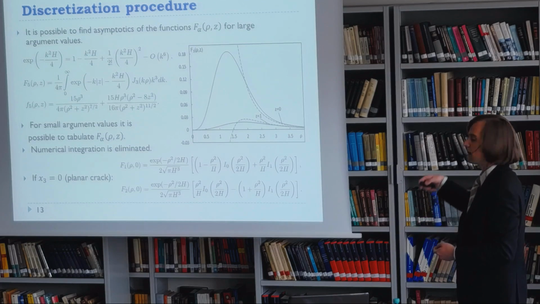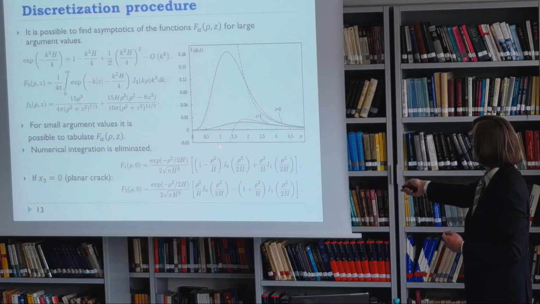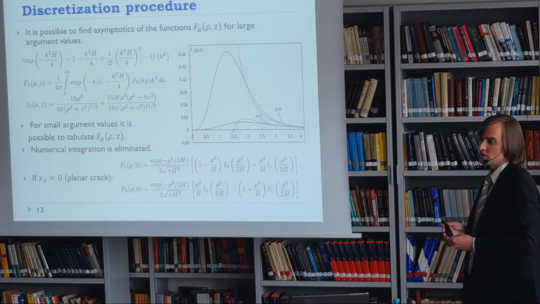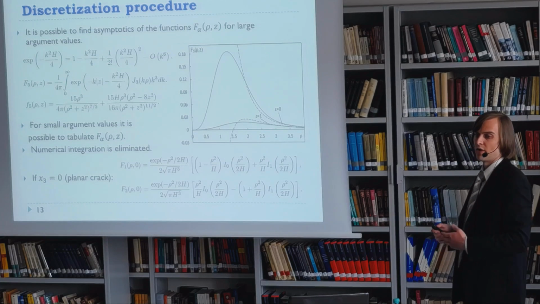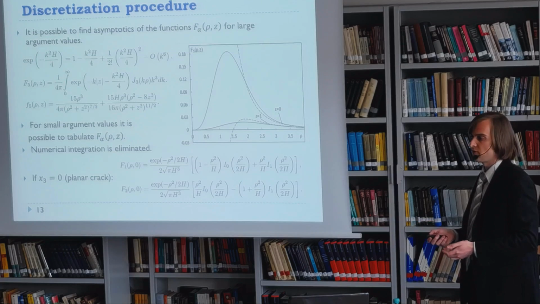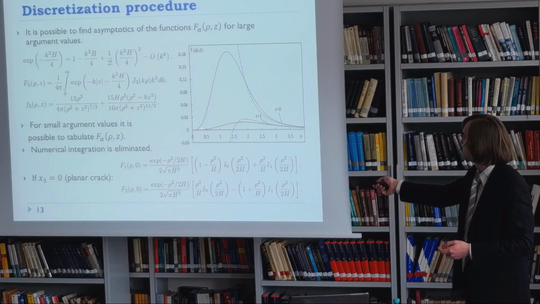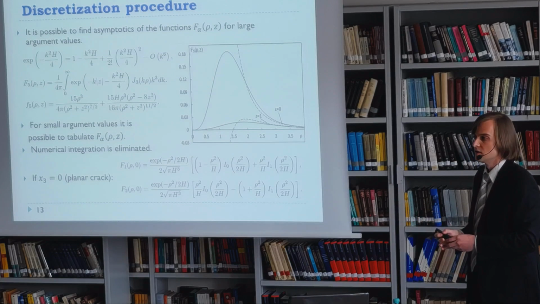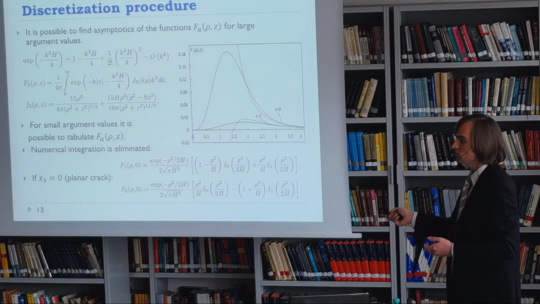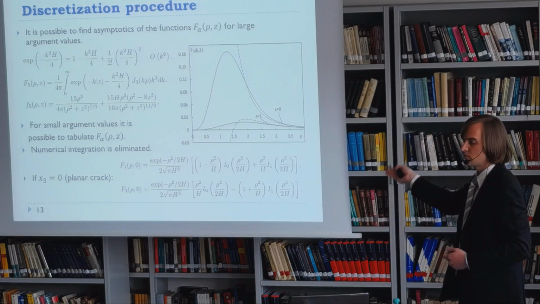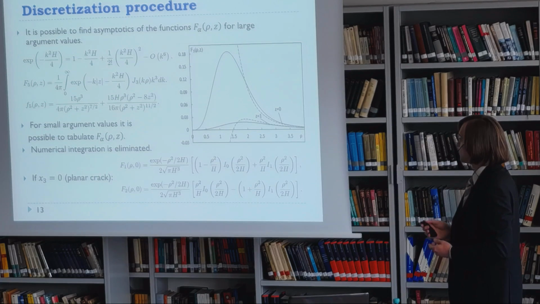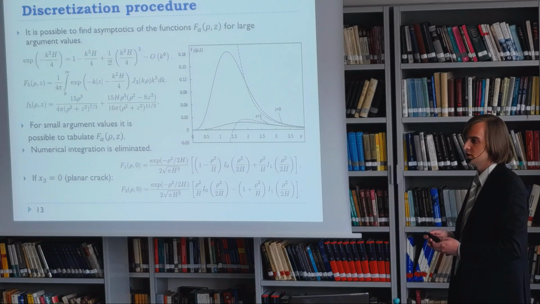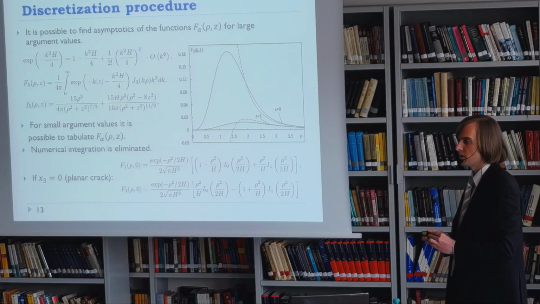So for far points, we may propose an asymptotic, and for close points, of course, we may just tabulate the values, because let's remember that our node grid is regular. So as a result, we have a very limited number of possible values of distances here. So we may just tabulate these values, and that's it, and store the calculation of these functions. And as a result, the numerical integration is eliminated, in fact, from the solution.